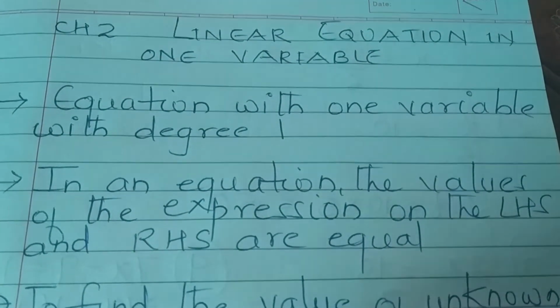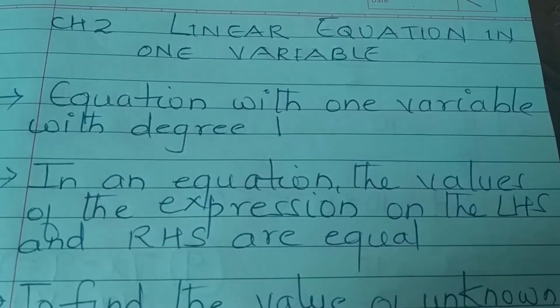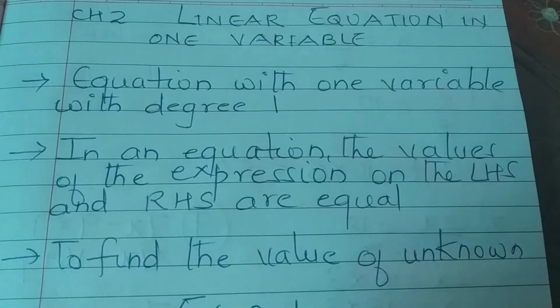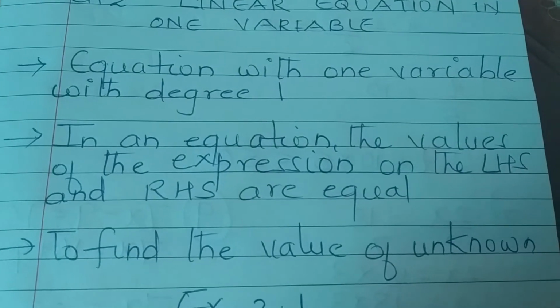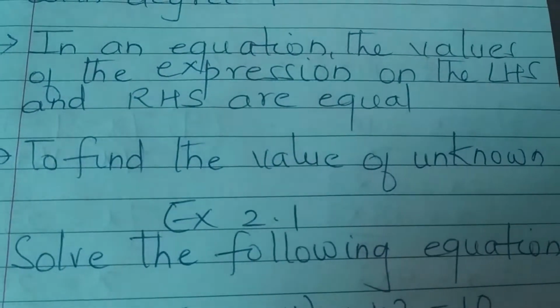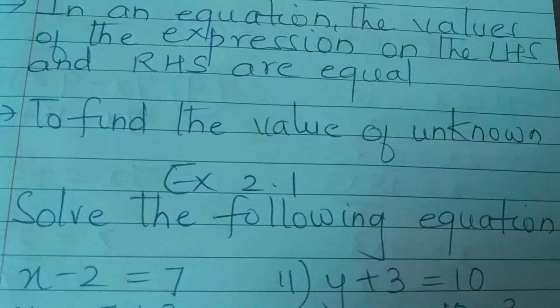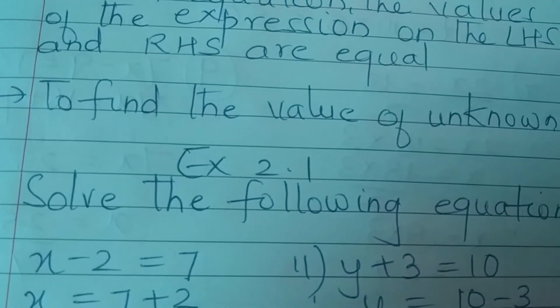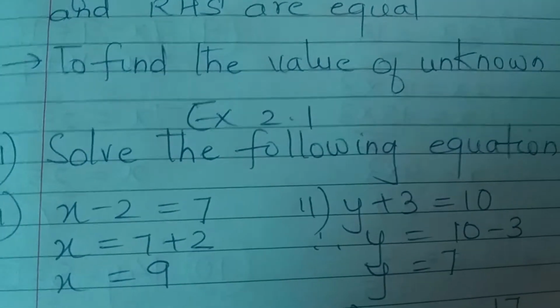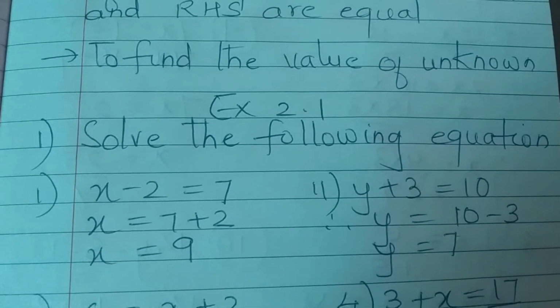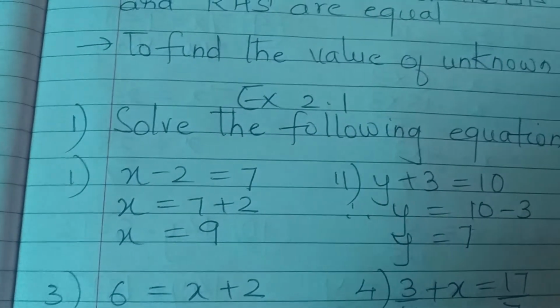Equations with one variable with degree 1. In an equation, the value of the expression on the left hand side and right hand side are equal. To find the value of unknown, for example, we will take the variable x and we will find the value of x. Now, exercise 2.1, solve the following equations.